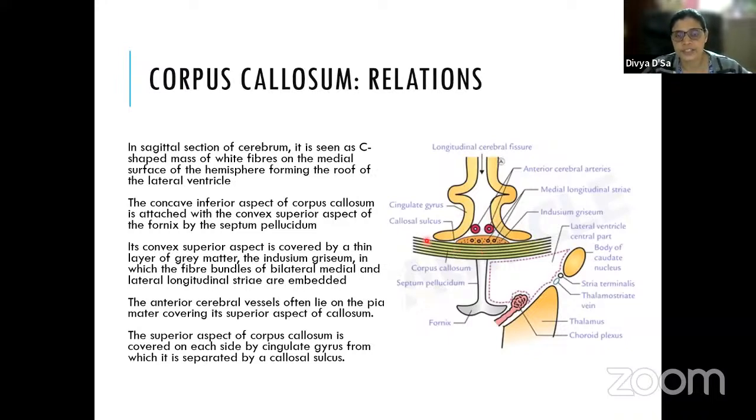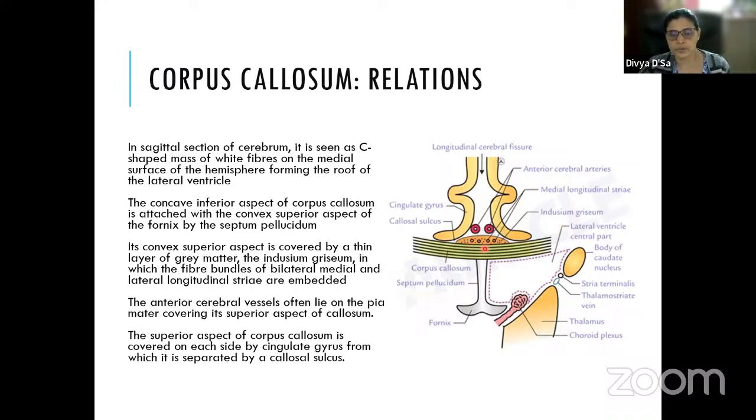In sagittal section, it is seen as a C-shaped mass of white matter on the medial surface of the hemisphere, where it forms the roof of the lateral ventricle. Now this is the concave inferior surface of the corpus callosum. It is attached to the convex superior surface of the fornix by the septum, the septum pellucidum. The superior aspect is covered by a thin layer of gray matter called the indusium griseum.